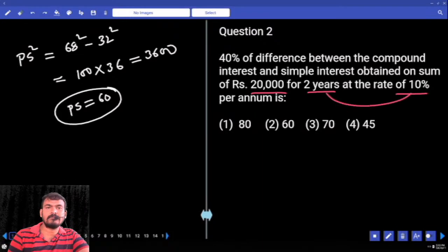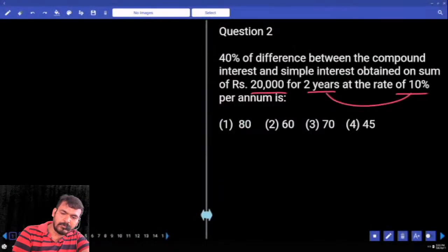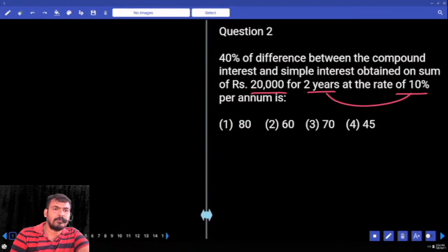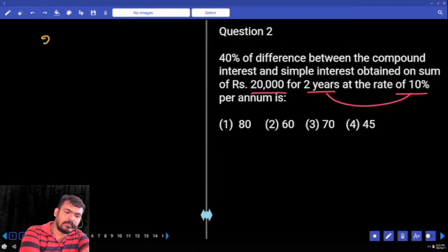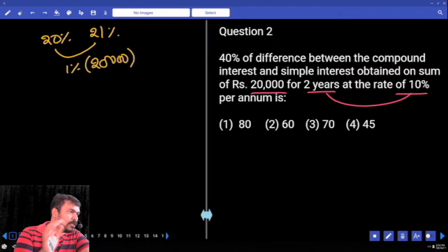What is the simple interest? 20%. Compound interest, 21%. What is the difference? 1%. Means 1% of 20,000 is the difference between compound interest and simple interest. Simple interest is how much? 20%. Compound interest is 21%. Difference is how much? 1%. 1% of which value? 20,000.